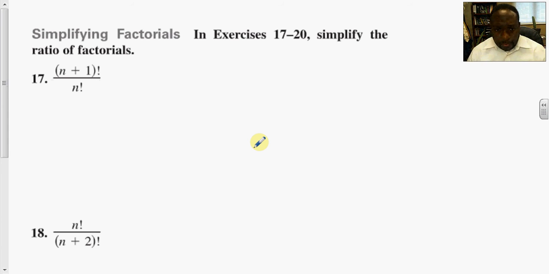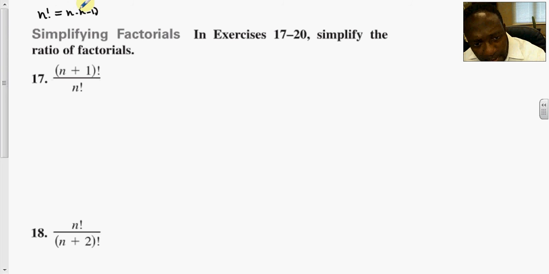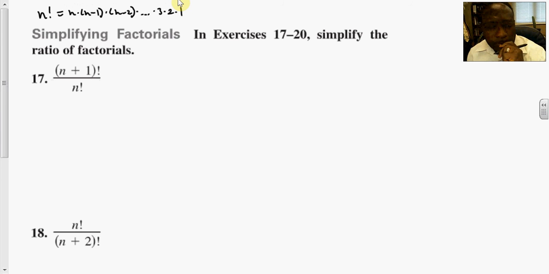Simplifying factorials, recall that n factorial is defined as n times n minus 1 times n minus 2 times and so on times 3 times 2 times 1. So if that be the case, they want us to simplify these factorials.